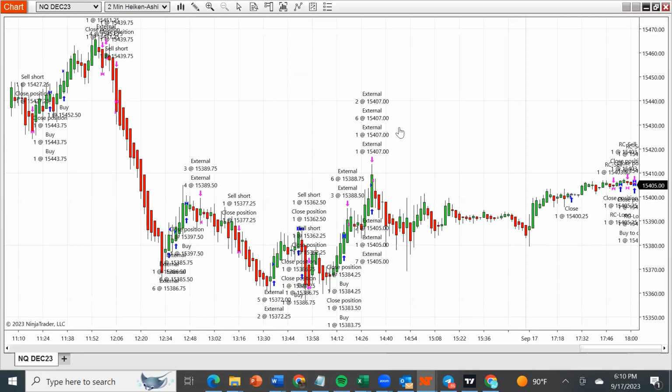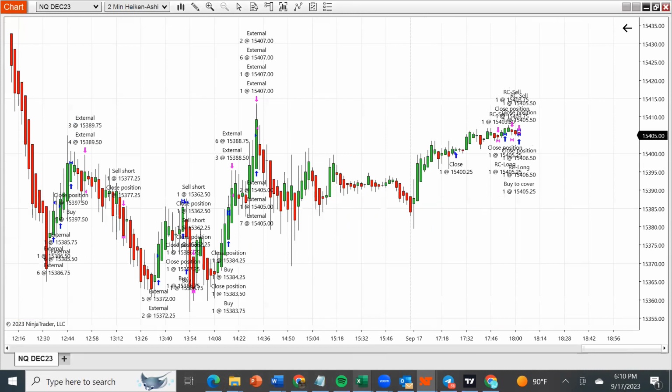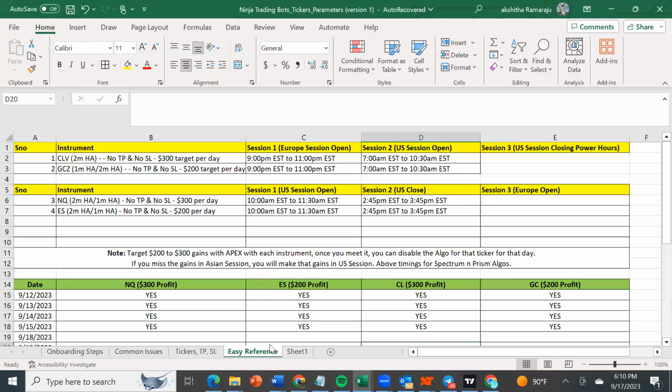For the NQ, you have NQ chart. Generally, what are the timings for NQ? Generally NQ is from 10 a.m. EST to 11:30 a.m. EST, or 2:45 p.m. EST to 3:45 p.m. EST. These are the best timings. Whereas for crude oil, it is 9 p.m. EST to 11 p.m. EST, or 7 a.m. EST to 10:30 a.m. EST. These are generally the best timings.